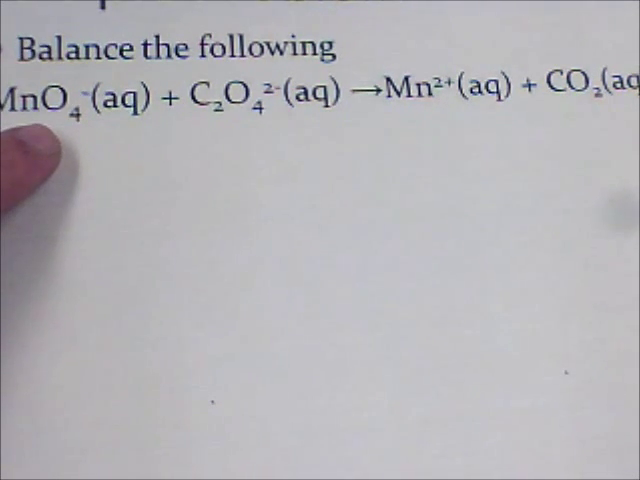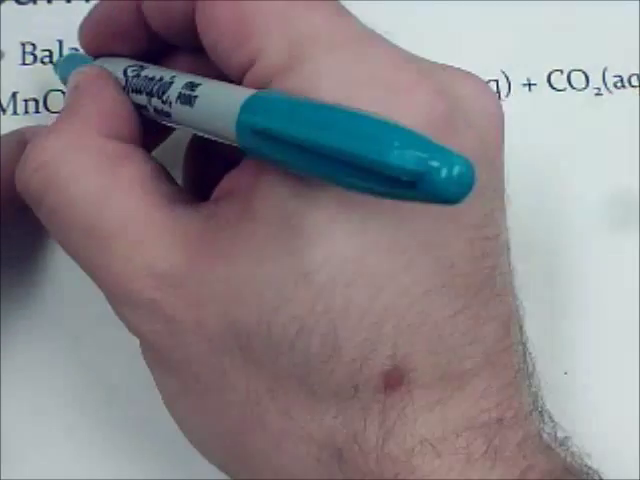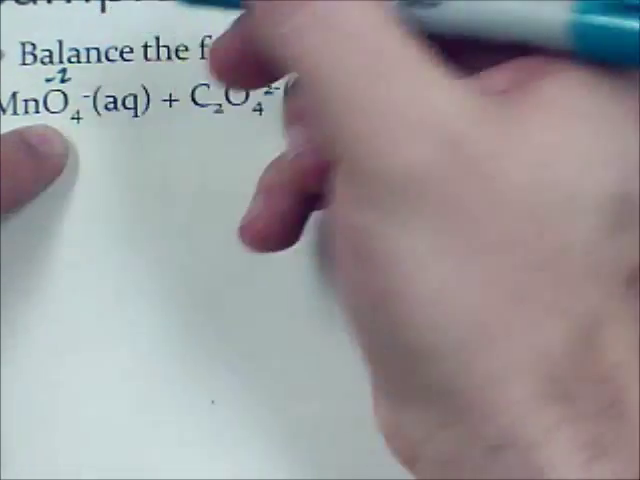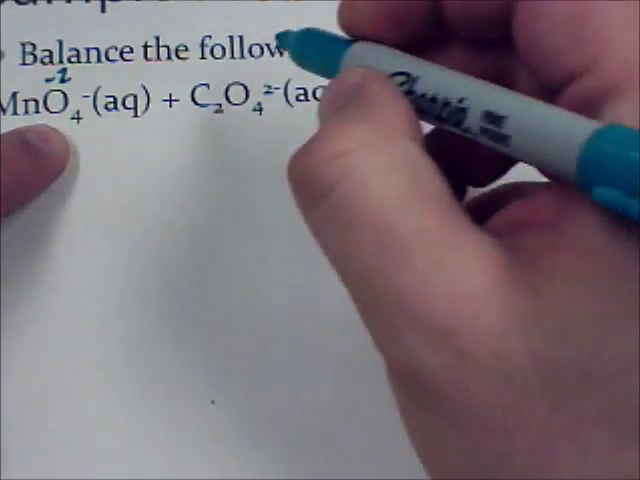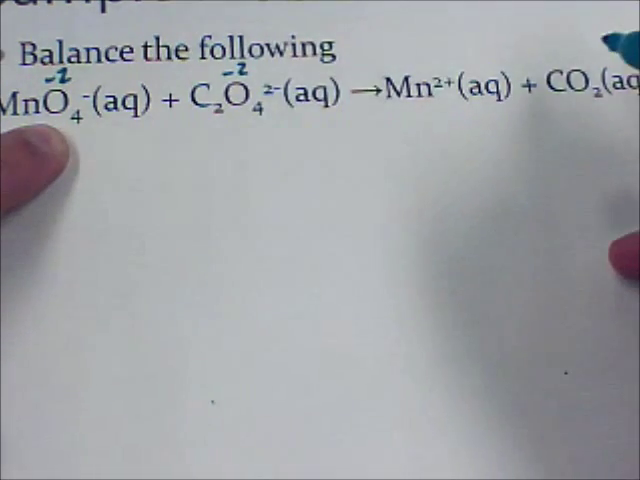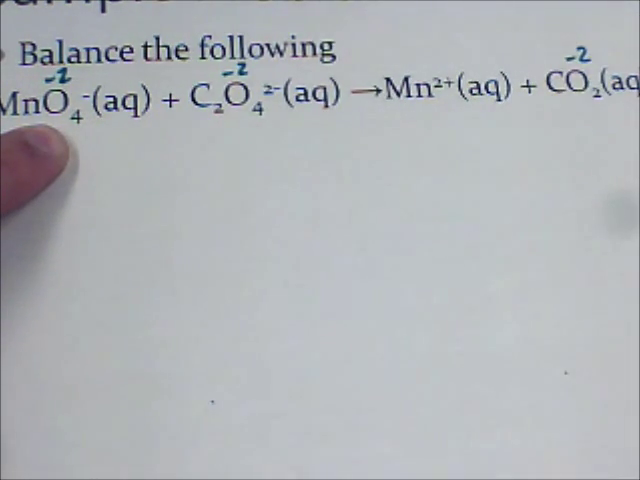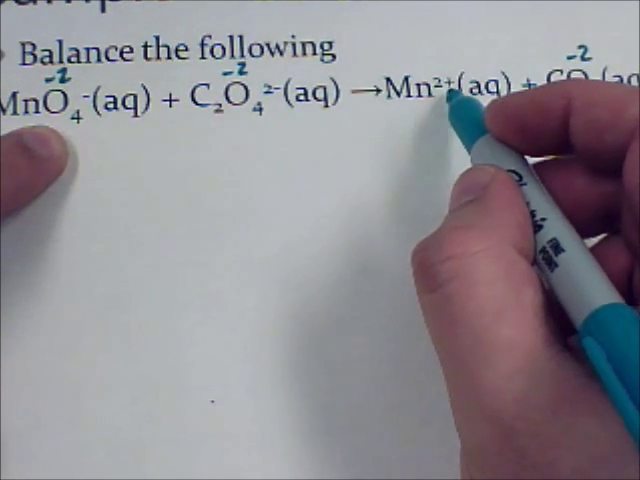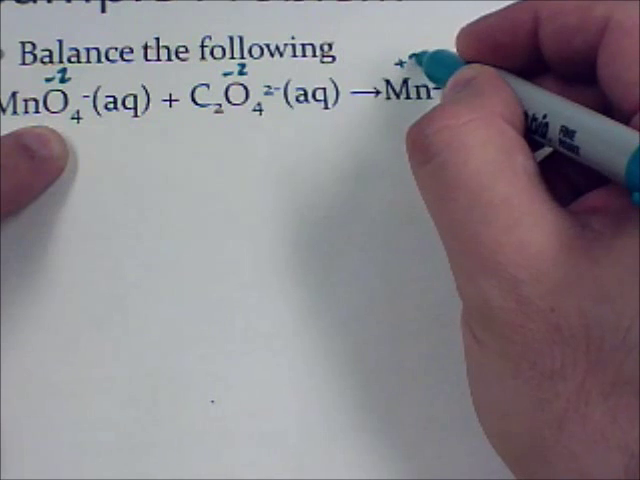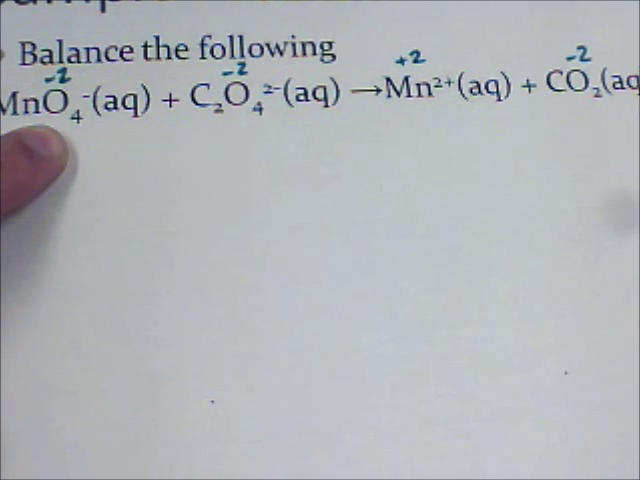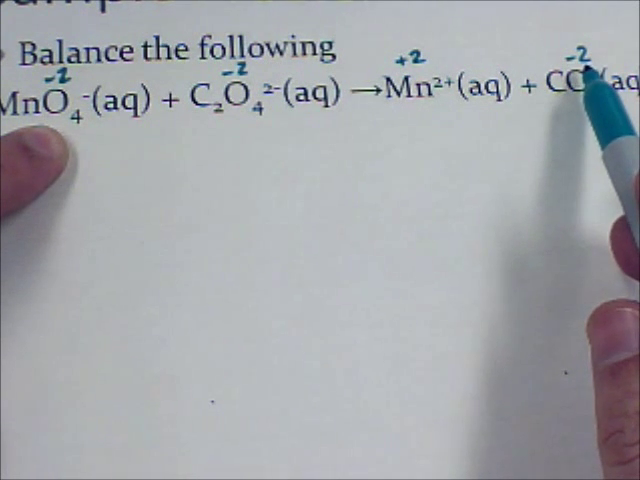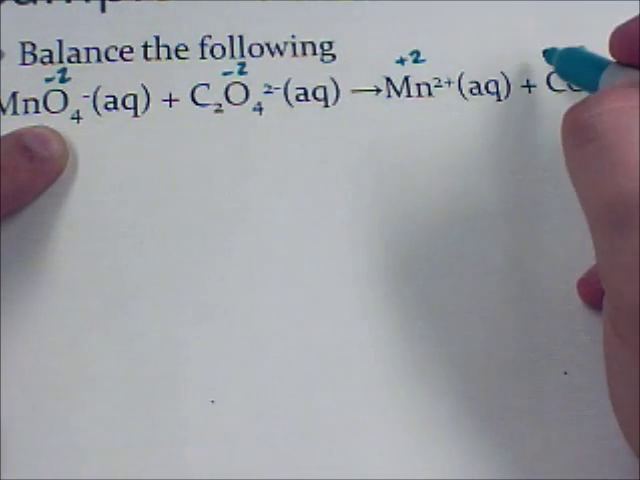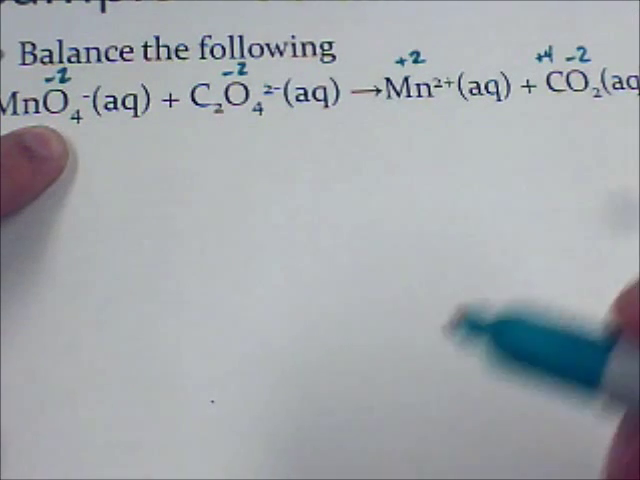I'll start with the ones that are definitely following the rules. Oxygen is going to be a -2 when it's combined in every case. So we can fill those in. Manganese 2, it's an ion by itself, so it's going to be +2. Now we can start filling in the other things. If we have 2 -2s for the oxygen, carbon is going to have to be a +4 to cancel that out.